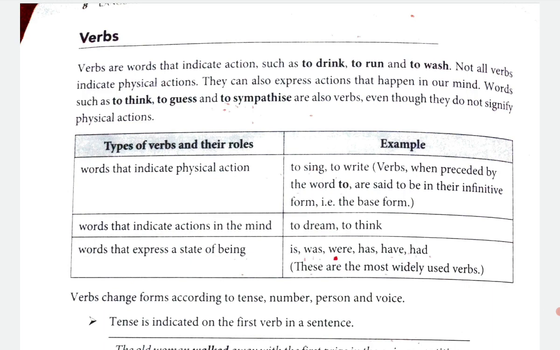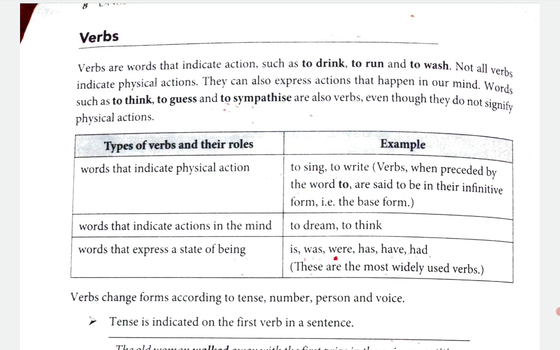And of course, all of you know what a verb is. Verbs indicate action, any kind of action like running, singing, drinking, washing, anything. Verbs are words that indicate action such as to drink, to run, to wash, etc. Not all verbs indicate physical actions.